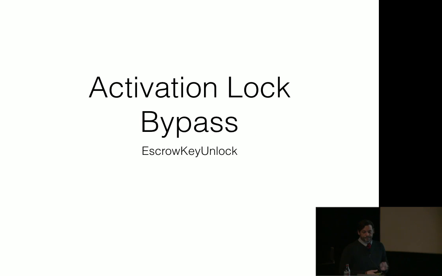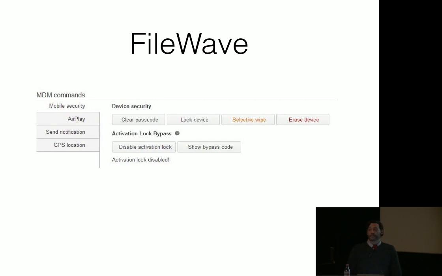So commands. Activation, I'm using a few as examples here to just kind of show how it works. I didn't really want to go into every single command because we don't really have time for that. So activation lock bypass. Here you've got a command, which the technical thing is escrow key unlock. And here's what it looks like in FileWave. In FileWave you have this little disable lock or activation lock bypass, and you have disable activation lock. You hit that button and you disable an activation-locked device.